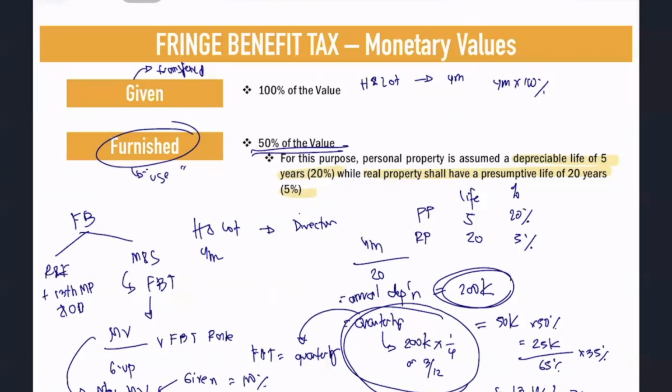So in our example, we got the annual depreciation of 200,000. You multiply it by 1/4, that is 50,000. We gross it up. The 50,000 is multiplied by 50% because it is considered furnished only. And then we get 25,000 divided by 65%, our gross up rate, multiplied by the FBT rate of 35%. We get 13,461.54.